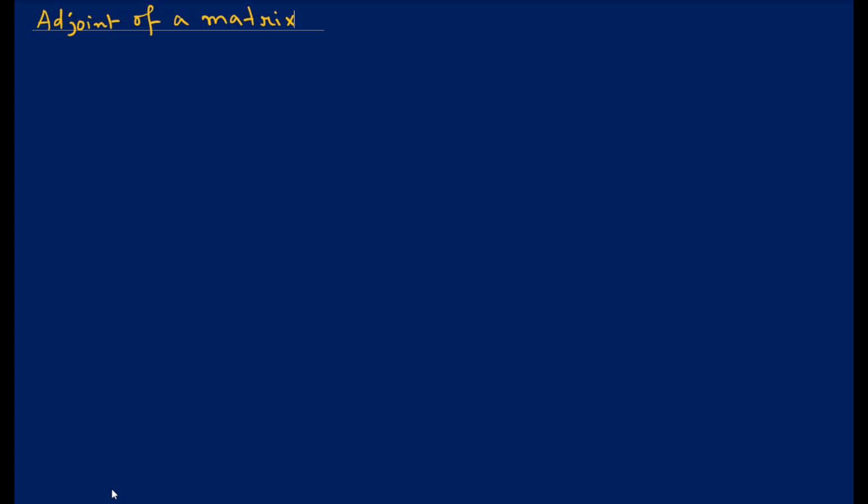In this particular lecture, we are going to discuss two very important topics, which are the adjoint of a matrix and the inverse of a matrix. Both these are related to each other. Without knowing the adjoint of a matrix, we cannot find the inverse of a matrix.